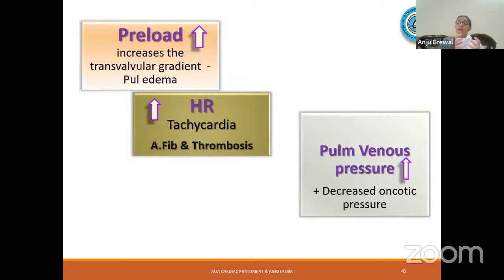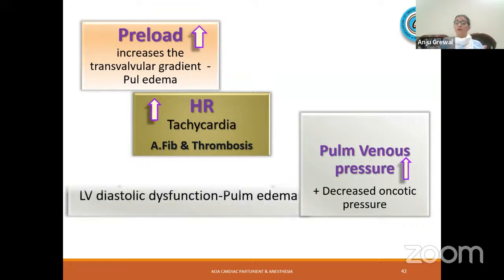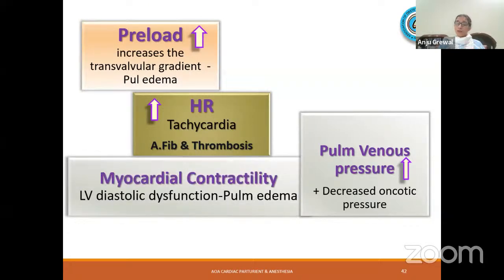And because there is a left atrial enlargement, there is a loss of atrial kick, and there is stasis of blood, so there could be thrombus occurring in these areas. And of course, small emboli can move out during contractions. The myocardial contractility might also be decreased in many of these cases, especially in case of aortic stenosis.